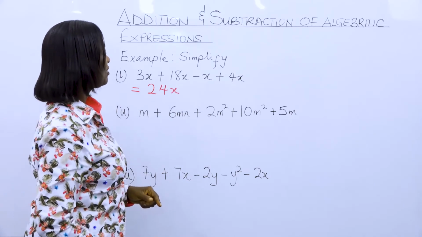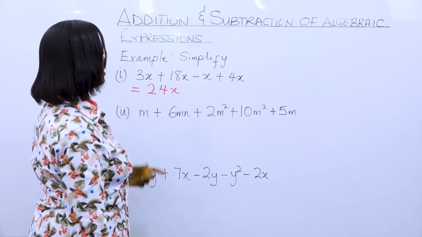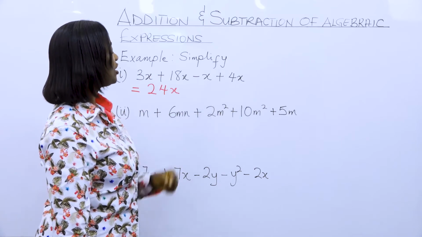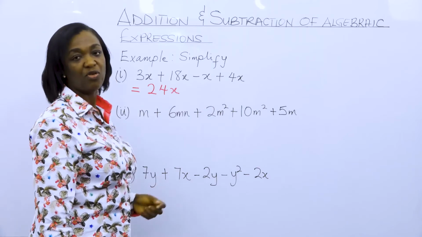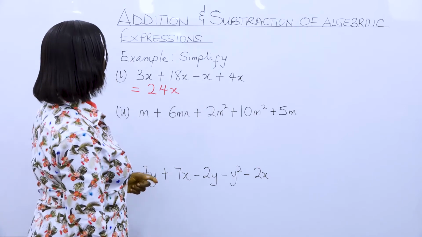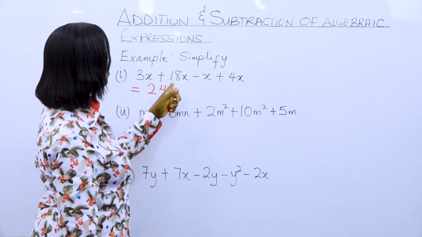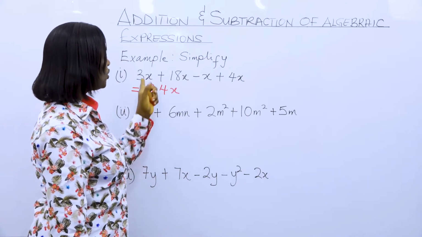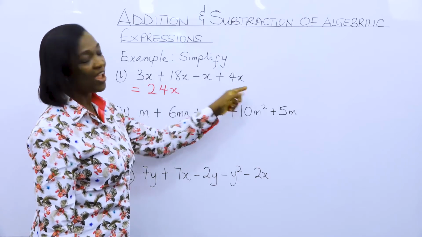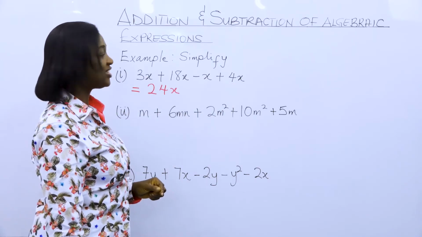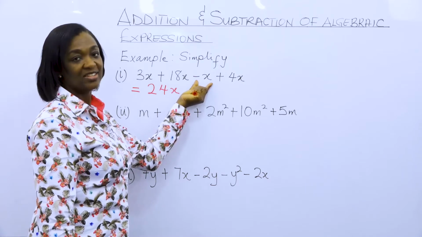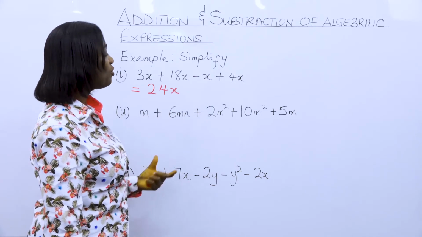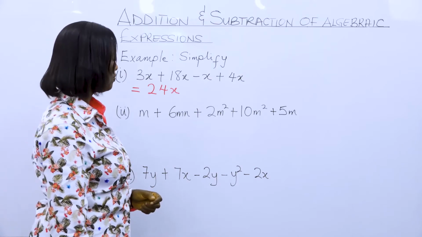24x. Another way to do this is add up all the positive x's together and take away the negative one. So let's try that. 3x plus 18x is 21x. 21x plus 4x is 25x. Take away x is 24x. So you can choose to do it in any way that is convenient for you.